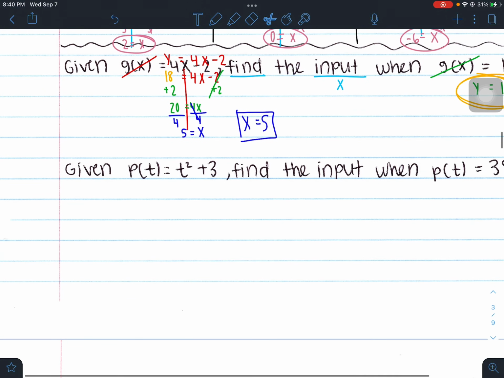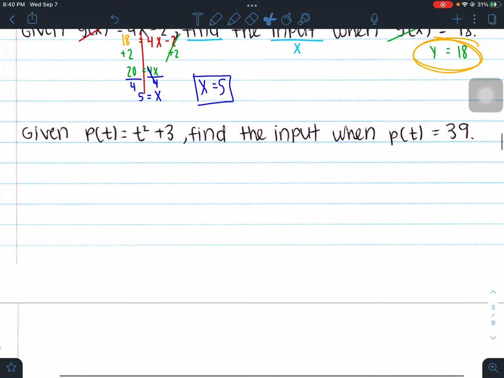All right. And moving on to the last one. Sorry, I had to move that because I need more room. Given p of t equals t squared plus 3, find the input when p of t equals 39.